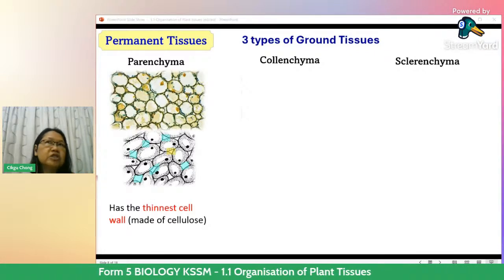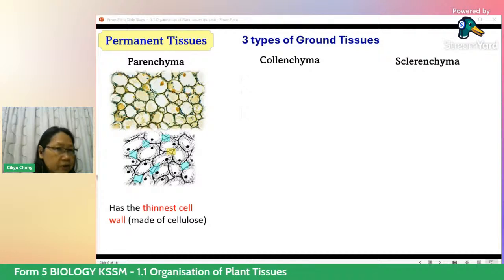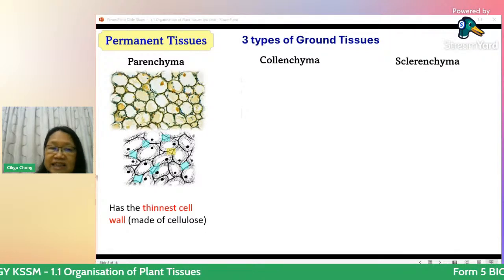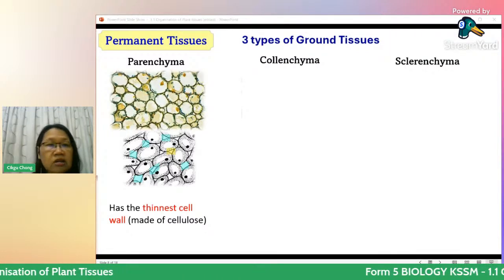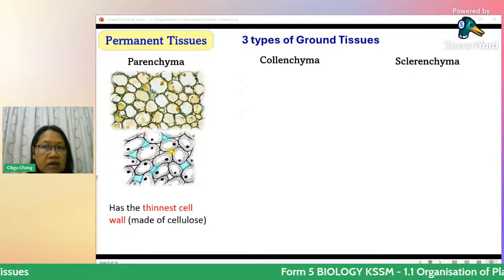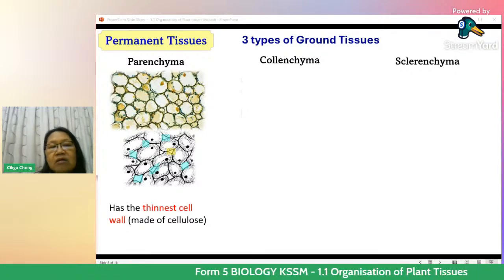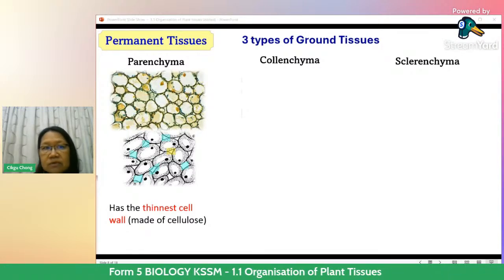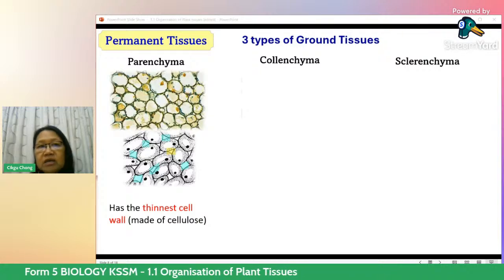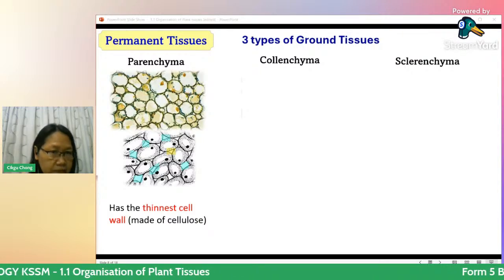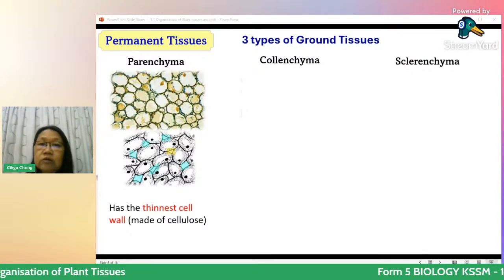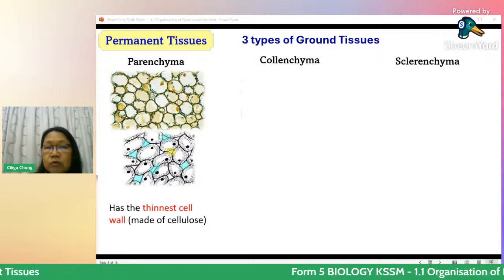So the major indication, how do you know it's a parenchyma? Number one, the cell wall is very thin. Not the cell is thin. Please don't say the cell is thin. You should say the cell wall is thin. It has the thinnest of all the three. The parenchyma has the thinnest cell wall, and the cell wall is made of, of course, cellulose. All the cell wall is made of cellulose.